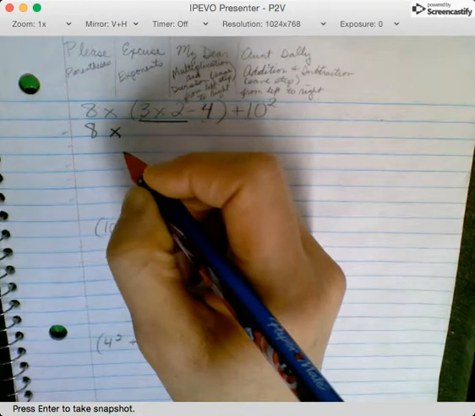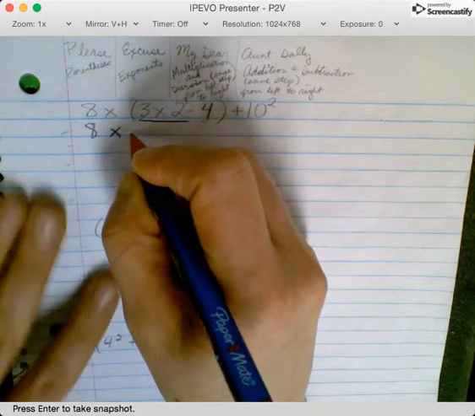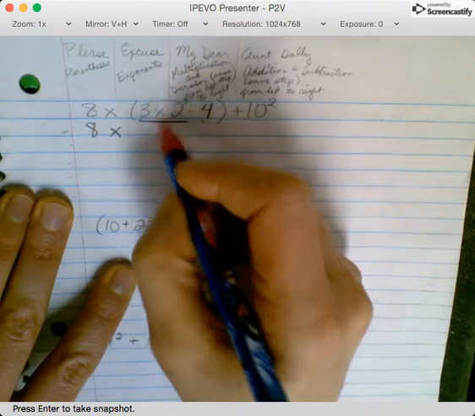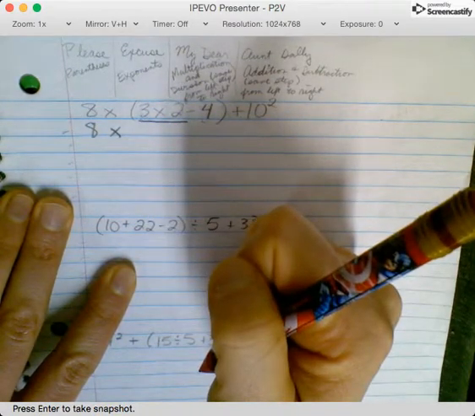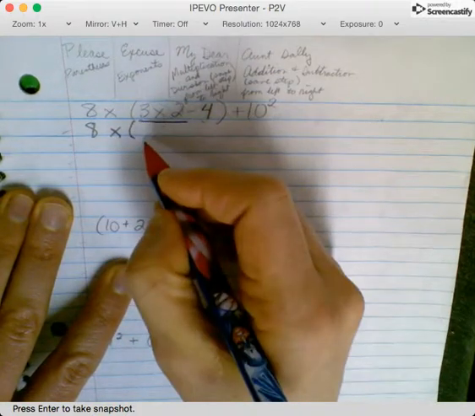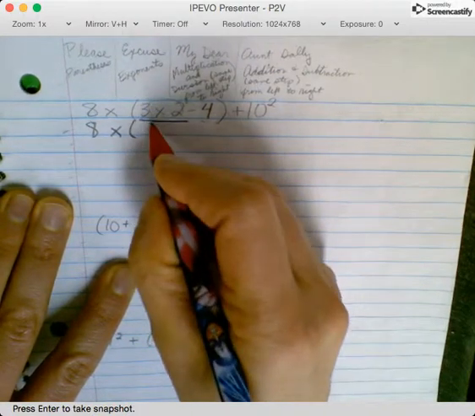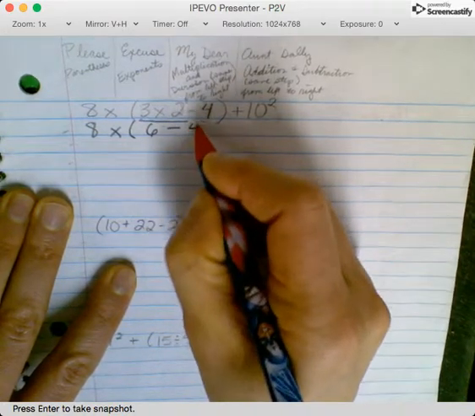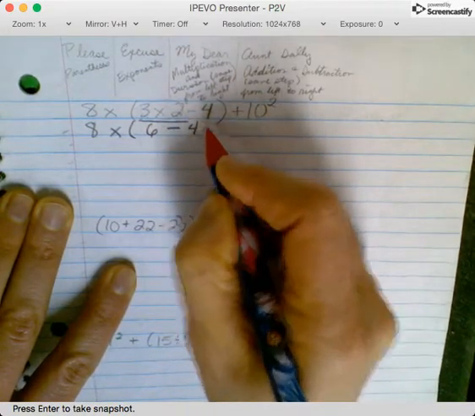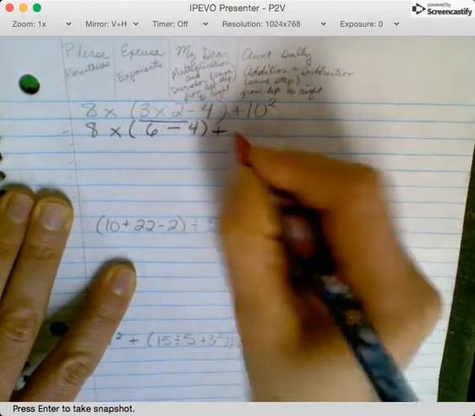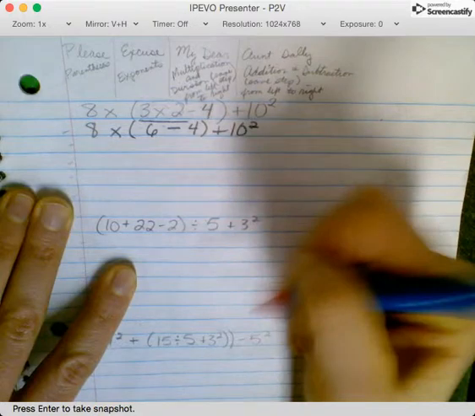I'm just going to rewrite the rest of the problem and substitute the answer in on the part that I did first. So I did 3 times 2 first. I'm going to go ahead and leave my parentheses. 3 times 2 is 6, which I substitute in for that part of the problem. And then everything else stays the same. So the minus 4, the parentheses stays the same, and the plus 10 squared stays the same.